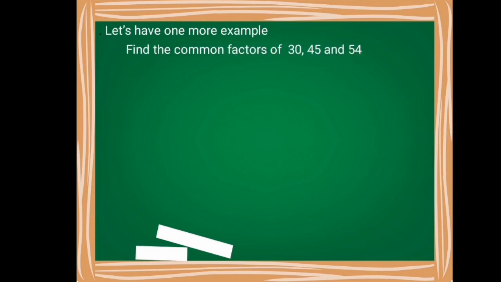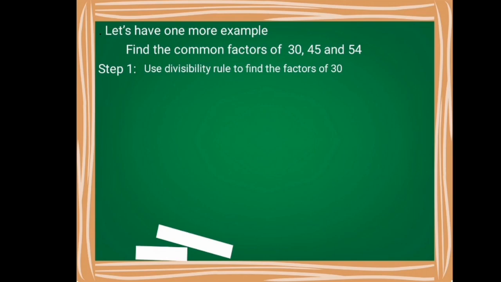Let's now have another example. But this time, we will find the common factors of three numbers. Find the common factors of 30, 45, and 50. As usual, we will follow a step-by-step procedure. Kaya, hanapin muna natin ang factors ng 30. So, step 1, use divisibility rule to find the factors of 30.